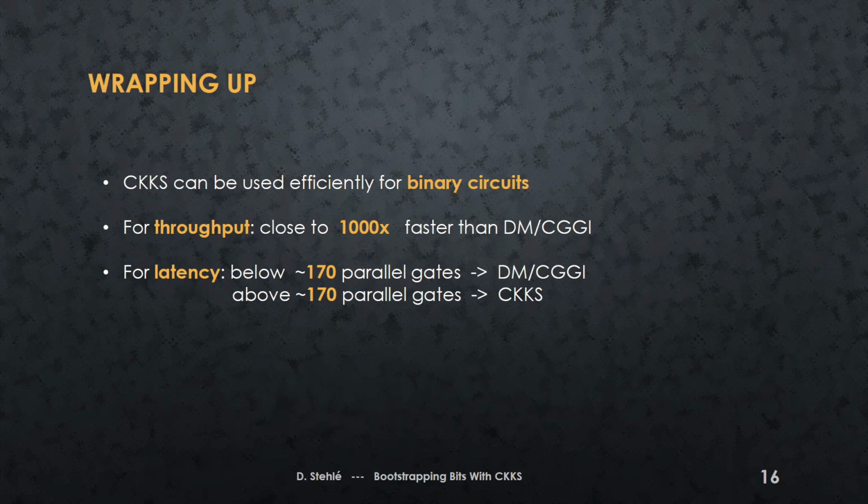Okay, so wrapping up, CKKS can be used efficiently for binary circuits. For throughput, it's close to 1,000 times faster than DM/CGGI. For latency, one way to handle it is with the experiments of bypassing DM/CGGI bootstrapping by using CKKS. If you have fewer than 170 parallel gates to perform, you better stick to DM/CGGI. Above 170, you better go for CKKS.